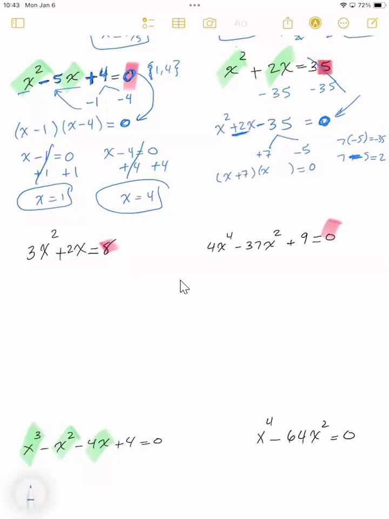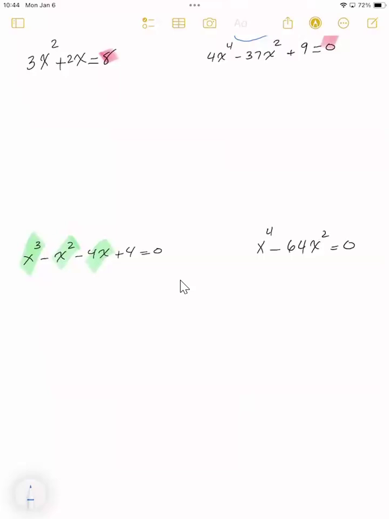We put positive 7 in one parenthesis, negative 5 in the other. And then we set each factor equal to 0. We get x plus 7 equal to 0, or x minus 5 equal to 0. To solve the first one, we subtract 7 from both sides. We get x is negative 7. To solve the other one, we add 5. We get x is 5. So the solution is negative 7 and positive 5.